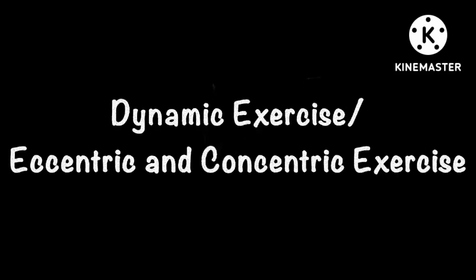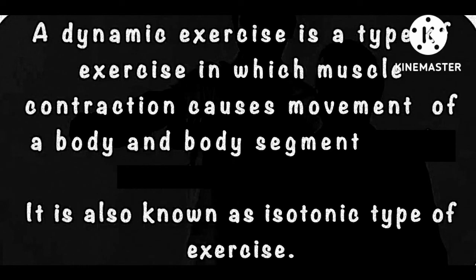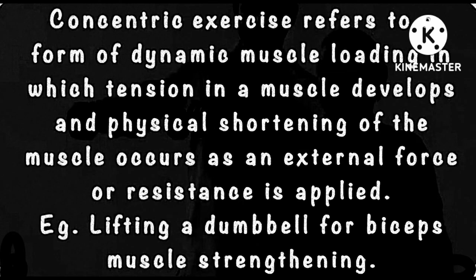Dynamic exercise, that is, eccentric and concentric exercise. A dynamic exercise is a type of exercise in which muscle contraction causes movement of the body and the body segment. It is also known as isotonic type of exercise. Concentric exercise refers to the form of dynamic muscle loading in which tension in a muscle develops and a physical shortening of the muscle occurs as an external force or resistance is applied. For example, lifting a dumbbell for biceps muscle strengthening.